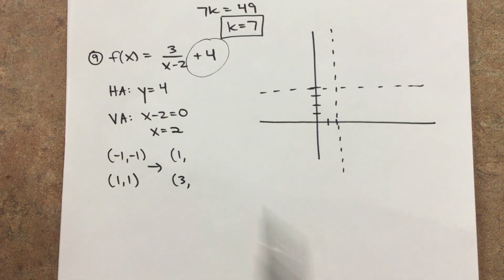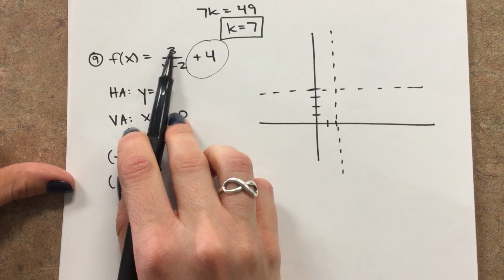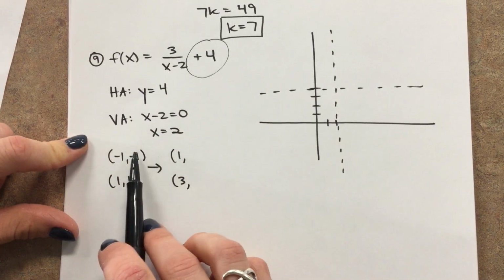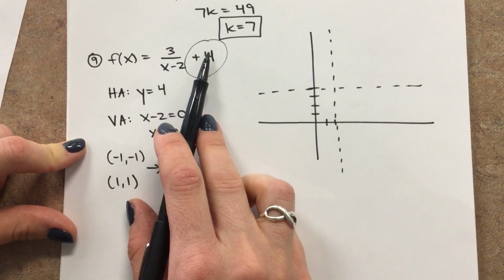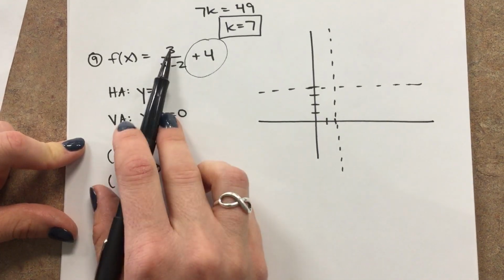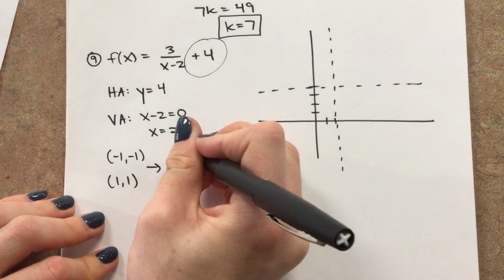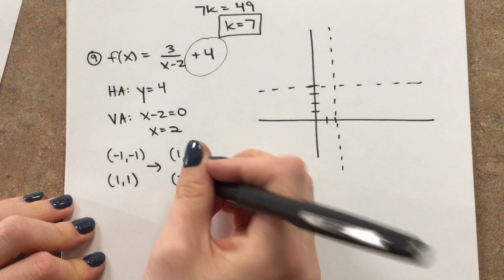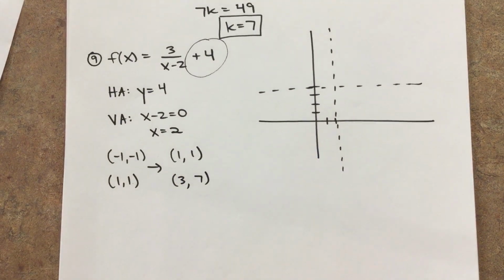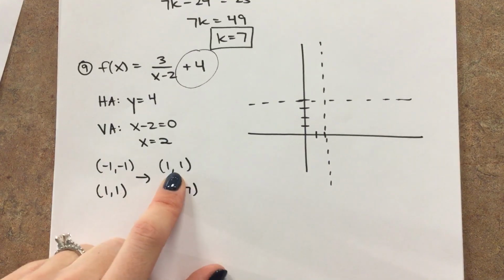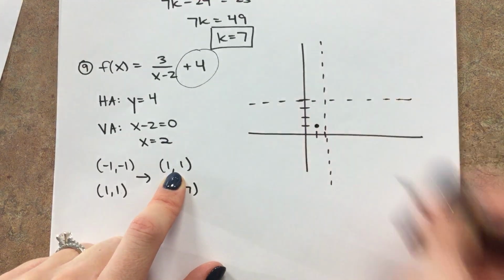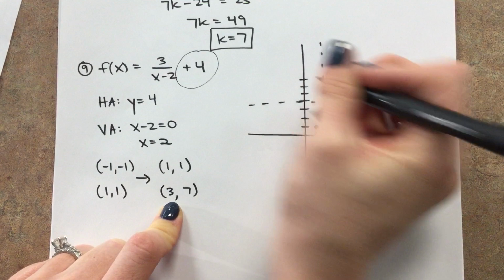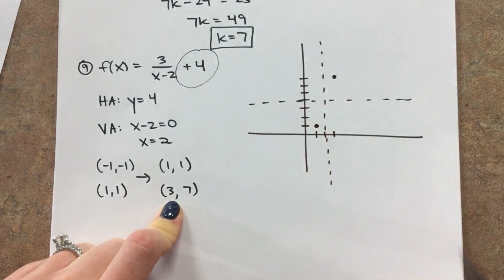And then for the y values, you take whatever's in the numerator. So there's always a number up there, even if it's just 1. You take whatever that number is and multiply it by the y value, and then add or subtract this number. So -1 times 3, and then plus 4 would be 1. And then 1 times 3 plus 4 would be 7. So you plot those 2 points. So 1, 1 would be right here, and then 3, 7 would be right here.